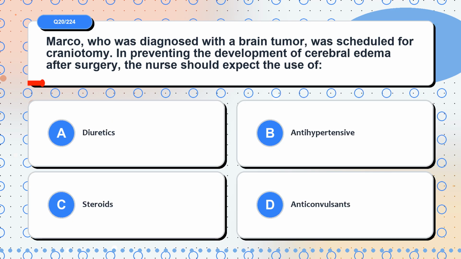Question 20. Marco, who was diagnosed with a brain tumor, was scheduled for craniotomy. In preventing the development of cerebral edema after surgery, the nurse should expect the use of. Here are the options. Option A, diuretics. Option B, antihypertensive. Option C, steroids. Option D, anticonvulsants.